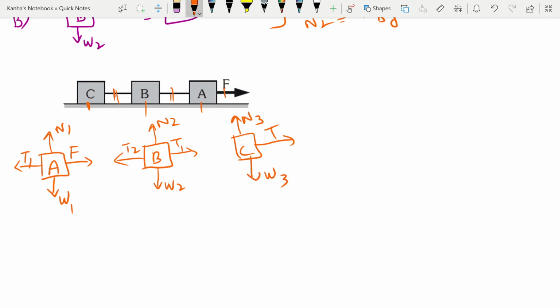Now for each you can write two equations. Here also you will write two equations. Here also you will write two equations based on what? Based on my summation of Fi is equal to MAi. Okay. Here there is no acceleration in the y direction, so that will go to 0.